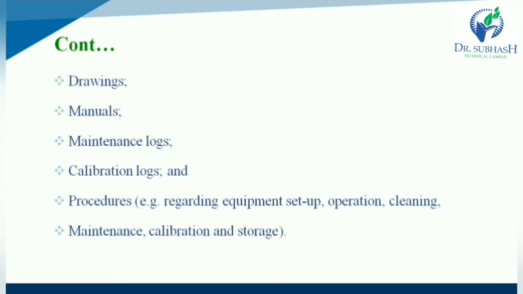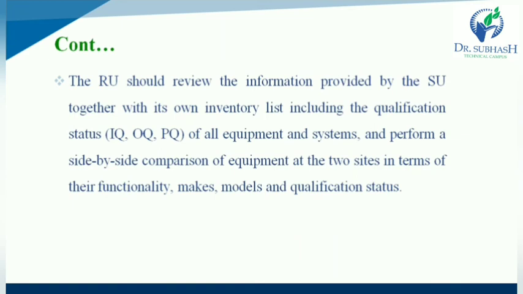So for equipment maintenance, which type of documents is required? Drawing is needed, manuals are required, maintenance logs as well as calibration are needed for equipments, and procedures like a standard operating procedure for maintenance purpose or for operating purpose. The receiving unit should review the information provided by the sending unit together with its own inventory list, including qualification status of all equipment and system.